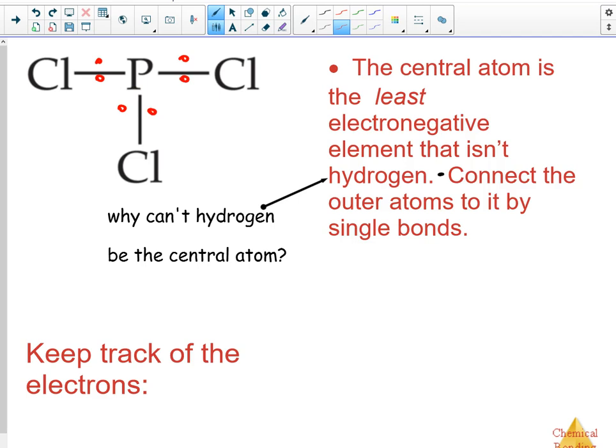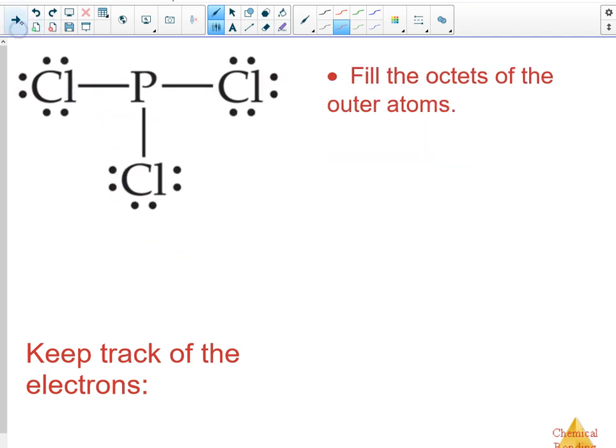we put the least one in the middle. Fill the octet of the outer atoms. Oops, it's right there. Sorry. That should be an enter too, I guess. Connect the outer atoms to it by single bonds. Single bonds means 2 electrons are being shared. Next, fill the octet of the outer atoms. So that will be probably coming up here. So we put 8 valence electrons on each of the outer atoms.